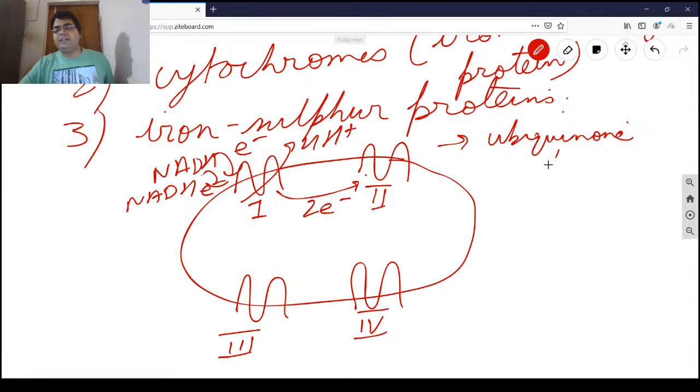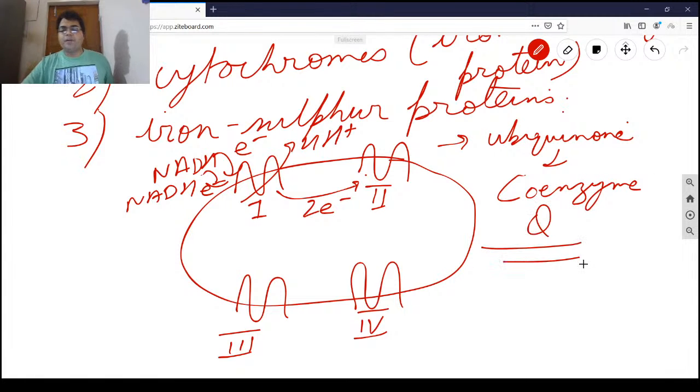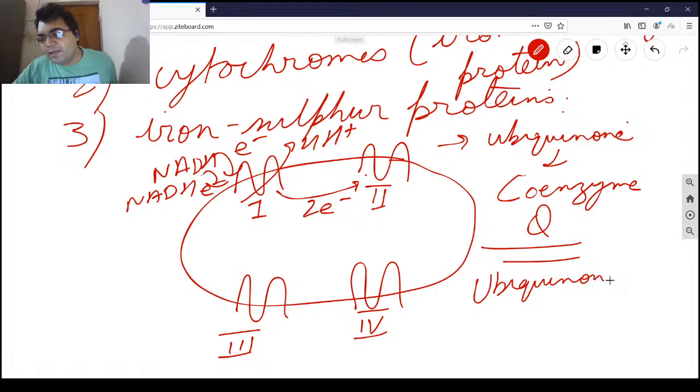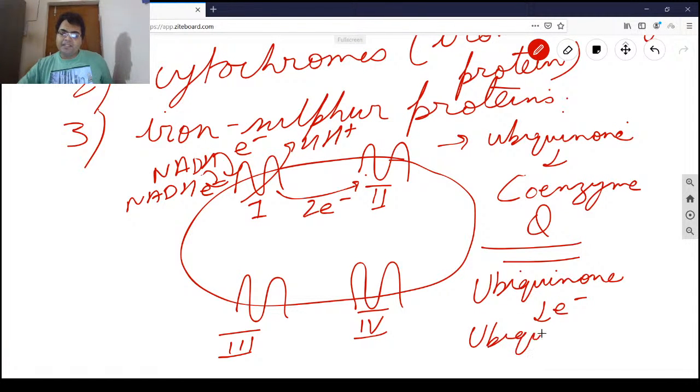The carrier of that electron is ubiquinone, also known as coenzyme Q. These supplements are also available. You can check on Amazon by the name ubiquinone. The oxidized one has a ketone group, and when you add electrons to it, it becomes ubiquinol. After it accepts the electrons, it will transfer them to complex 2 and again become ubiquinone.